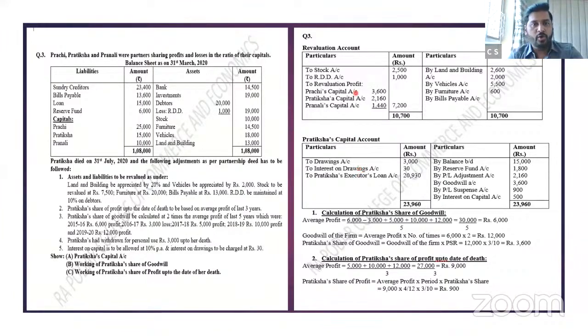Interest on capital will always be on the opening balance of the partner, and then based on that, how many months the partner was there with the partnership would be checked, and accordingly, for those many months only you will find interest on capital.